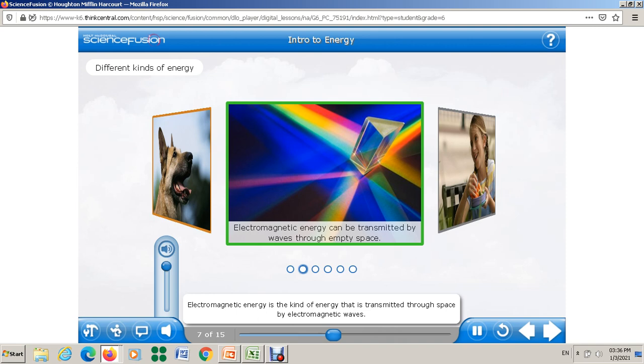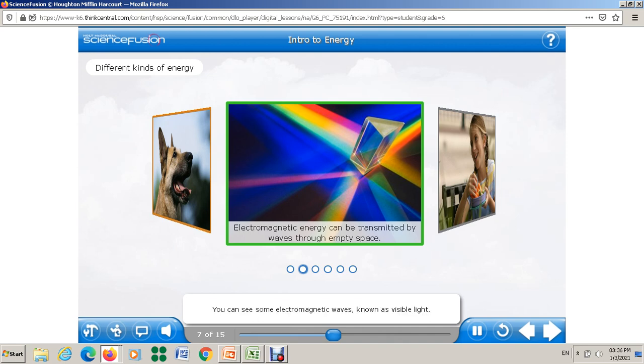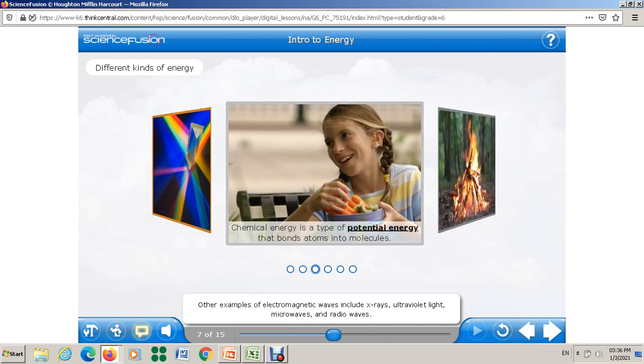Electromagnetic energy is the kind of energy that is transmitted through space by electromagnetic waves. You can see some electromagnetic waves known as visible light. Other examples of electromagnetic waves include X-rays, ultraviolet light, microwaves, and radio waves. So this is about electromagnetic waves.